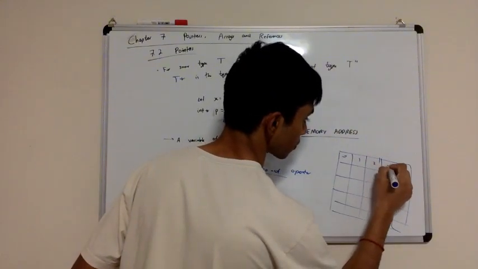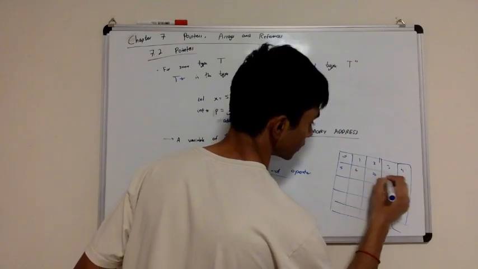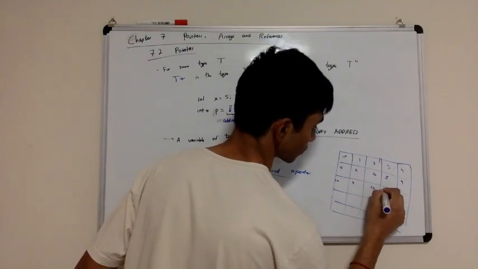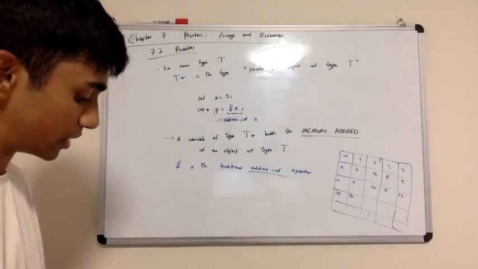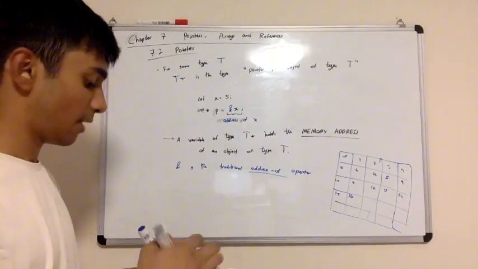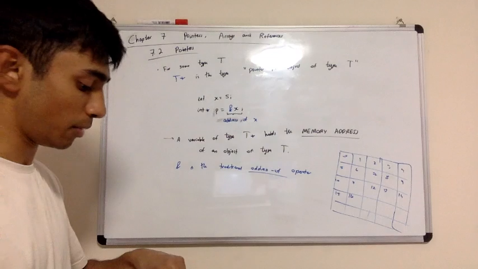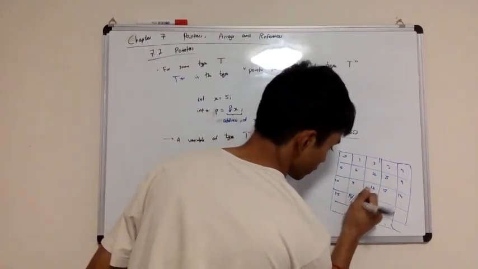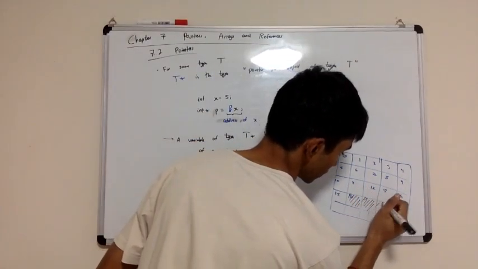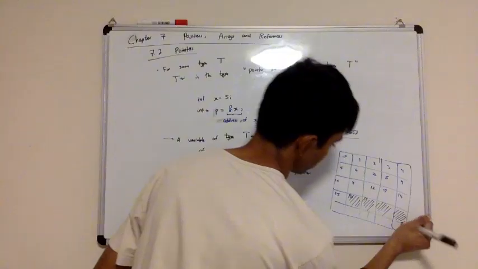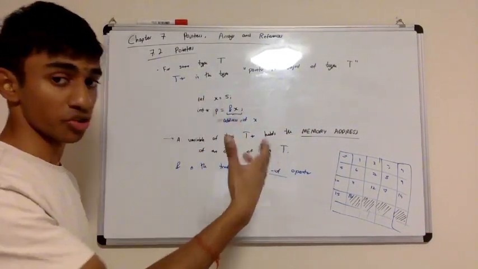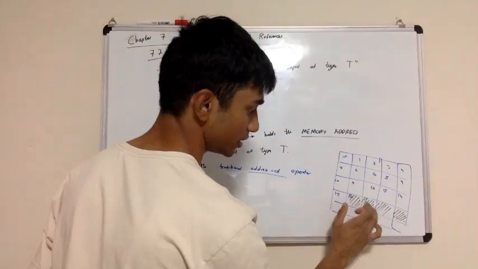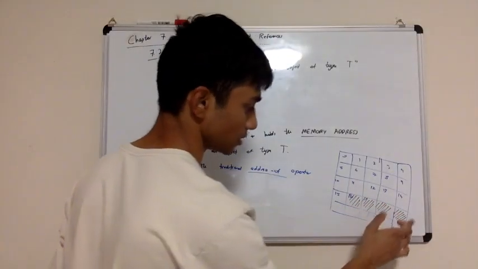So 0, 1, 2, 3, 4, 5, 6, 7, 8, 9, 10, 11, 12, 13, 14. Let's say 16. Let's say at byte 16, we have our integer x, and integers typically take up 4 bytes, right? So the value that x holds would be spanned across all 4 of these. So that's where the integer that is referred to as x is being stored in memory. So address 16, and of course taking up bytes 17, 18, and 19 as well.